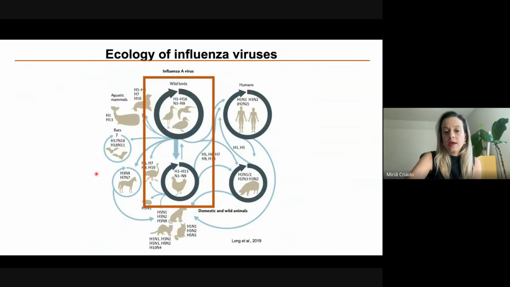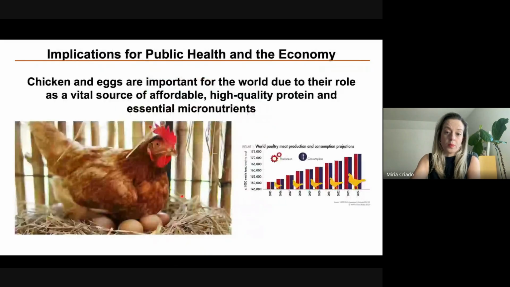But I would like, especially today, to focus on this area here, the ecology of influenza. If you look at the viruses and how they circulate, most of the time this pattern occurs between bird species, then wild birds and some poultry species. So it's really, really important to understand the circulation in this main group.